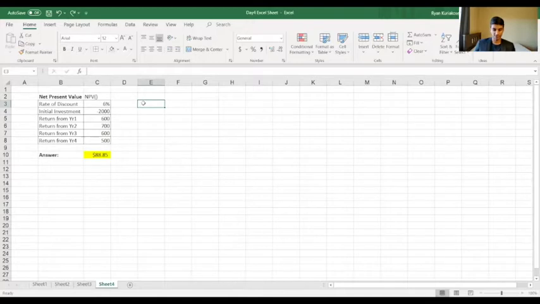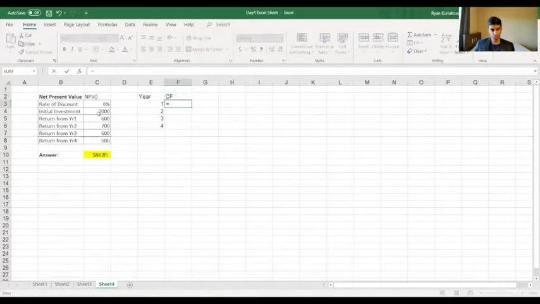If you wanted to do this manually, we could actually look at each year how much your cash flow is worth in terms of present value. We can say cash flow is equal to that.